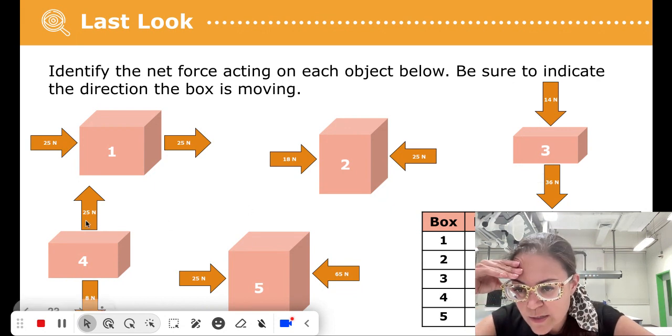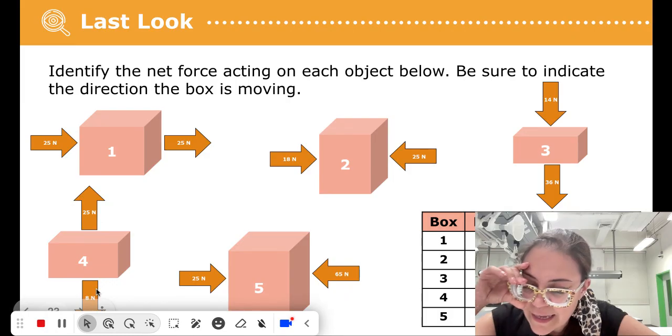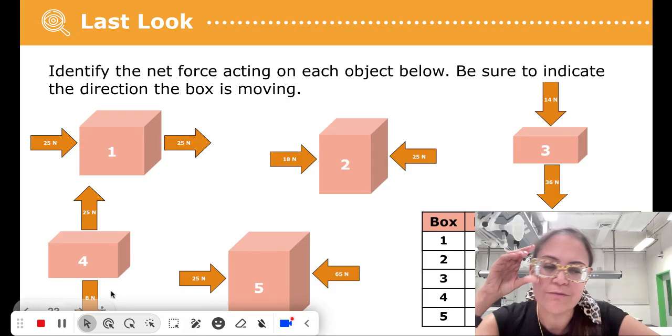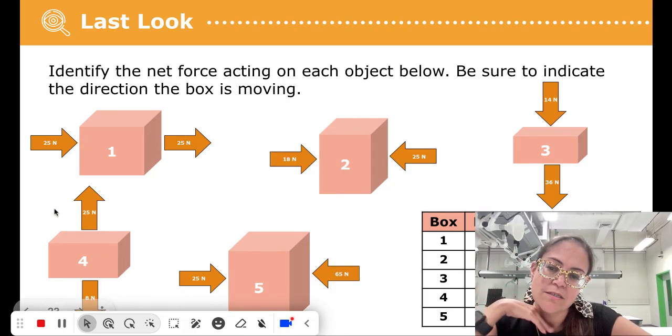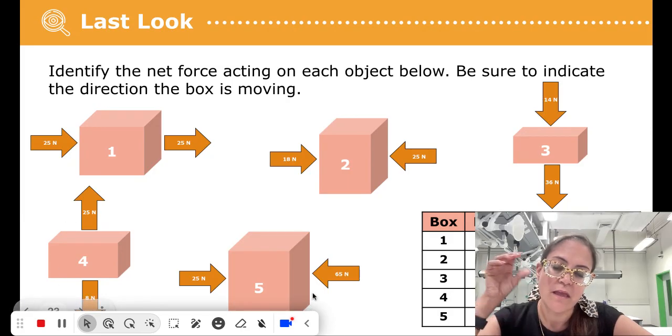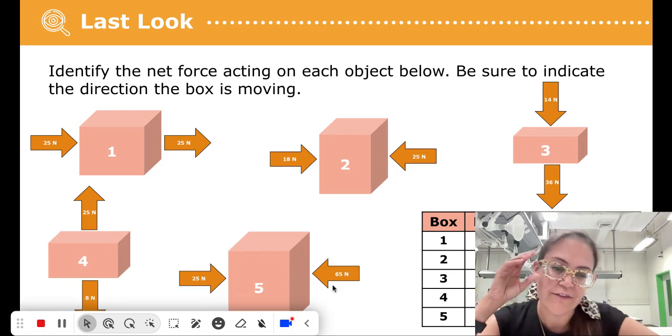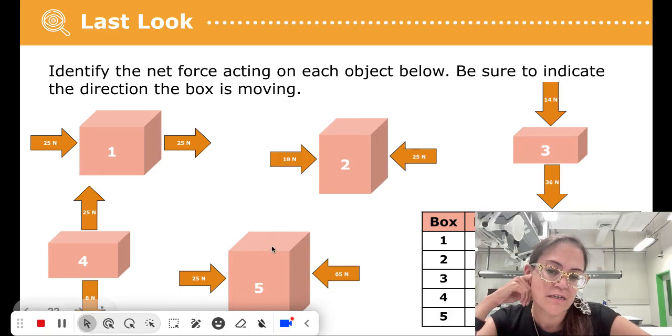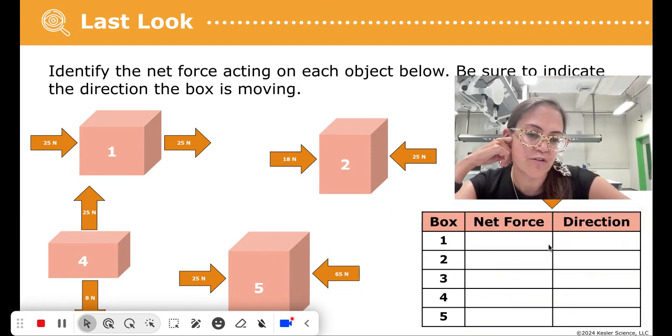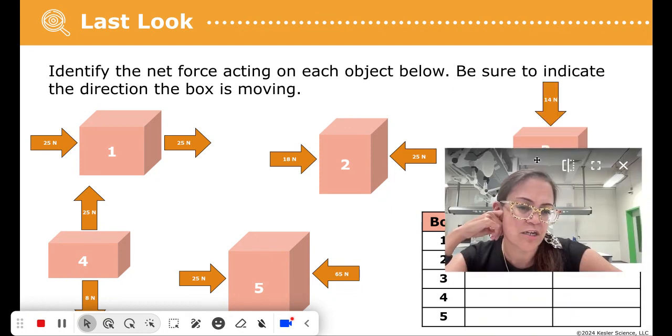Box 4 has 25 newtons pushing up and 8 newtons pushing down. So these are moving in opposite directions, so what math would you do? What would the net force on this box be? And then box 5, we have 25 newtons to the right and 65 newtons, it's a big one, to the left. So what would the number and direction on box 5 be? Because remember, they're moving in opposite directions. What kind of math do you need to do? And then here, it's just a place for you to write your spots. I believe that's on your notes.